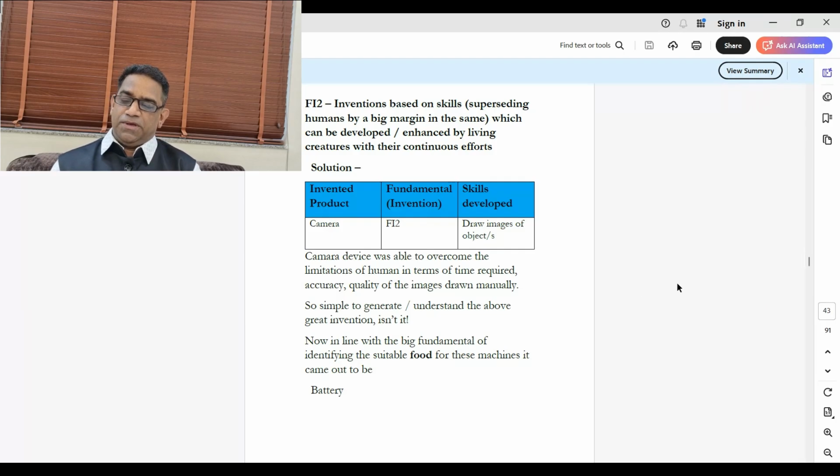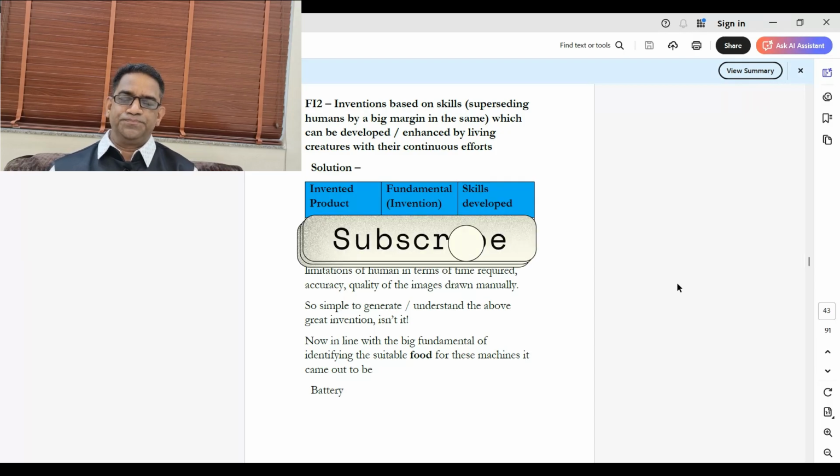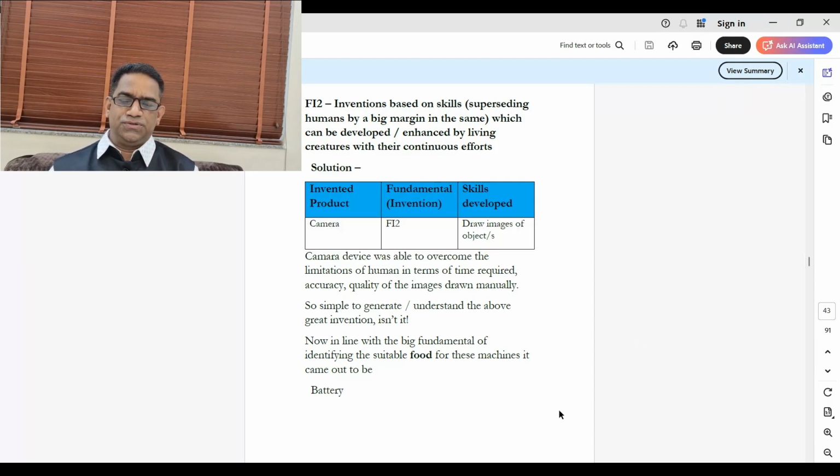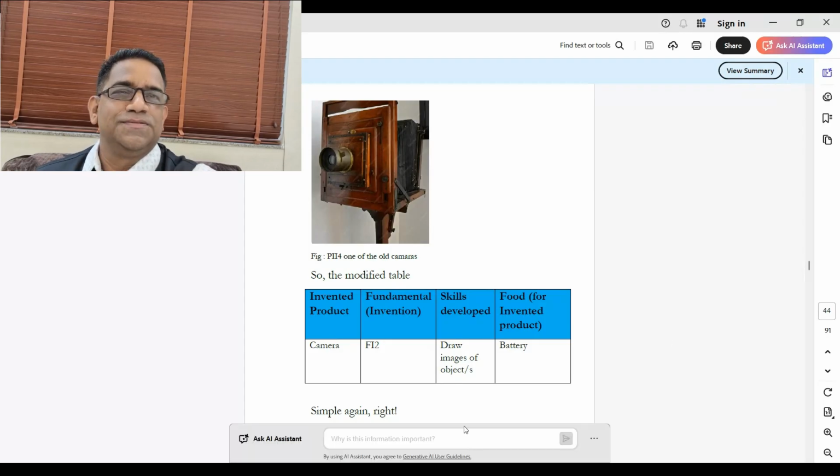Now, in line with the big fundamental of identifying the suitable food for this machine, it came out to be battery. Okay, so the modified table: invented product, camera; fundamental, FI2; skill based on which it was inspired, draw images of objects; and suitable food was battery. Okay, simple again, right? Good.